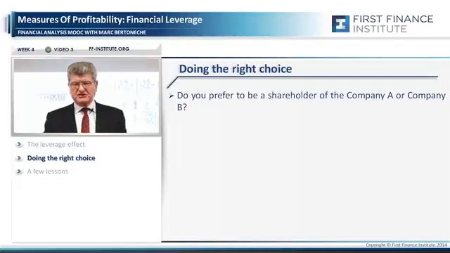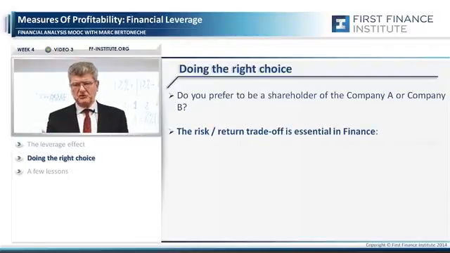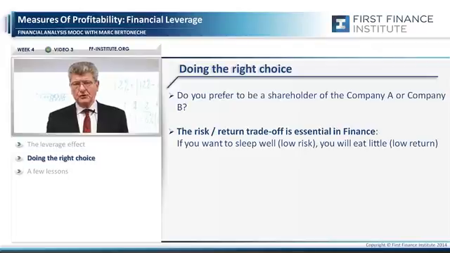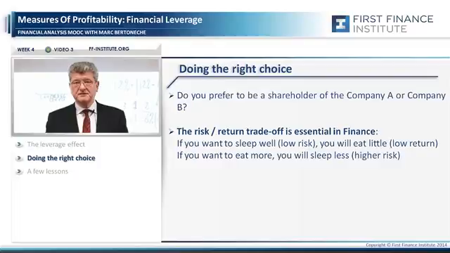But don't forget risk. The ROE of B is higher at the expense of a higher risk due to a higher level of debt, which, remember our first week, is going to increase the volatility of its return. The risk-return trade-off is essential in finance. If you want to sleep well, low risk, you will eat little, low return. If you want to eat more, you will sleep less, higher risk. So the good answer to my question was, again, it depends.